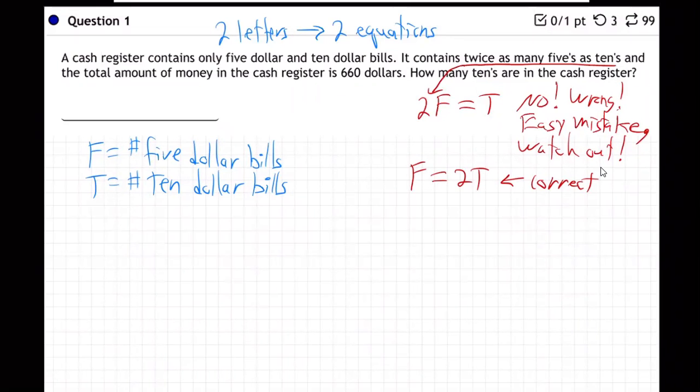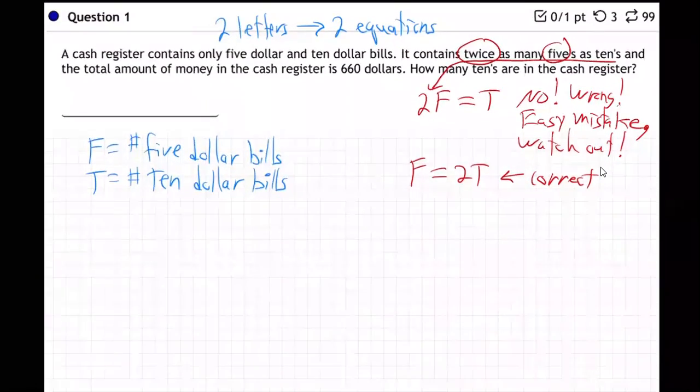Because when you first read it, it sounds like, what do you mean, Mr. Aaron? Twice fives. You're supposed to put the 2 on the F. No, that's the way the sentence is kind of ordered. It's really an English thing more than it's a math thing. That's the way the English sentence is ordered, but that's not what it means. Well, think about it for a second.